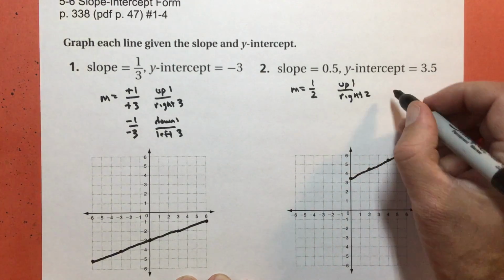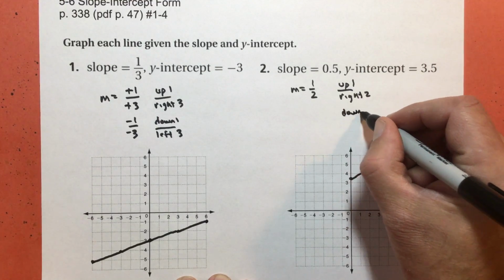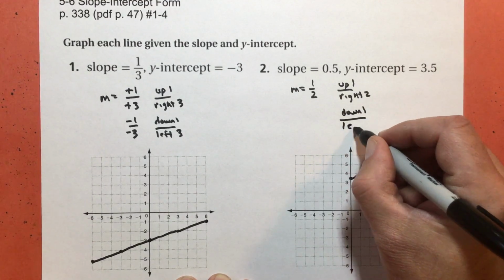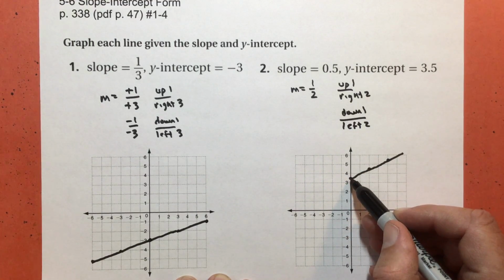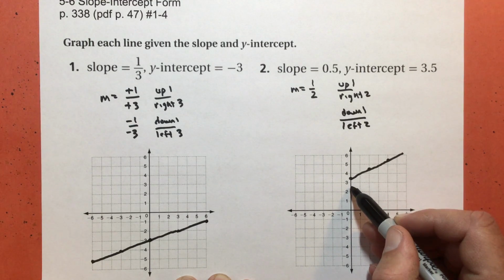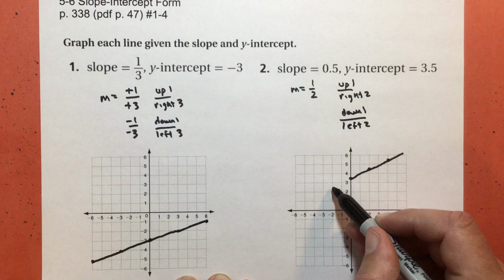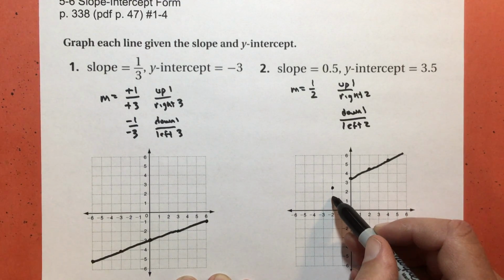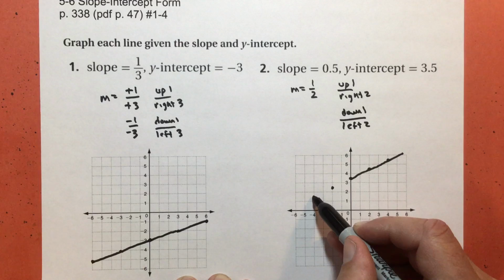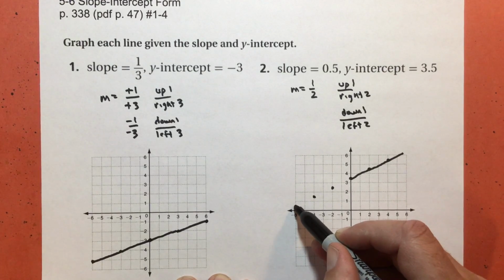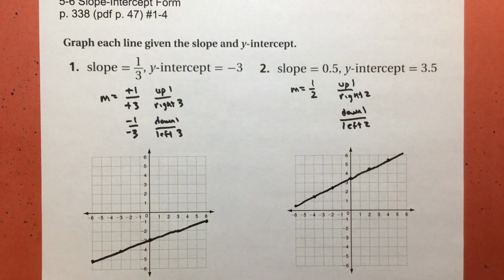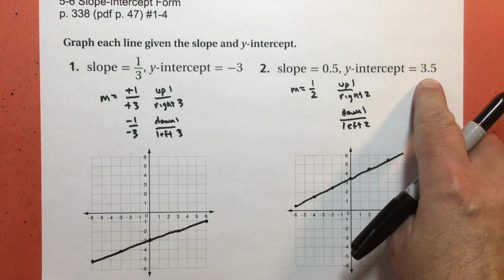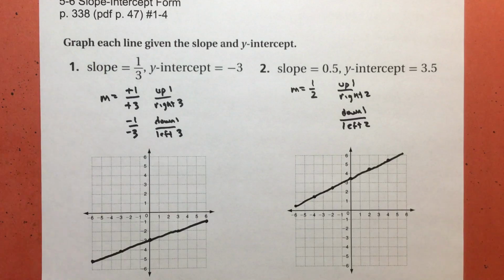But now I have to go the other direction. I'm going to go down 1, and to the left 2. Remember, I know I'm halfway between 3 and 4 where I started. So now I'm going to go down to 2.5, and over 2. Next one, I'm going to go down to 1.5 and over 2. And then this is going to look like that. So my line is going to look like that. I know it's a little tricky because you started with the 3.5. It's kind of hard to see. Do your best.